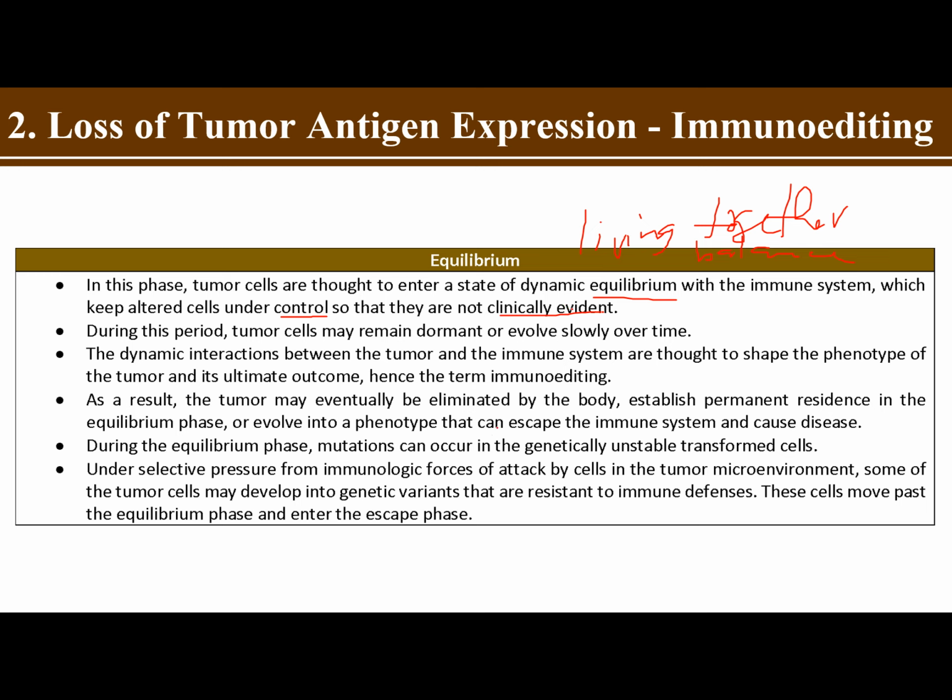Hence the term immunoediting. As a result, class, the tumor may eventually be eliminated by the body, establish permanent residence in the equilibrium phase, or evolve into a phenotype that can escape the immune system and cause disease. Mutations would occur in this phase in the genetically unstable transformed cells. Under selective pressure from immunologic attacks by cells in the tumor microenvironment, some of the tumor cells may develop into genetic variants that are resistant to immune defenses. These cells would move past the equilibrium phase and enter the so-called escape phase.